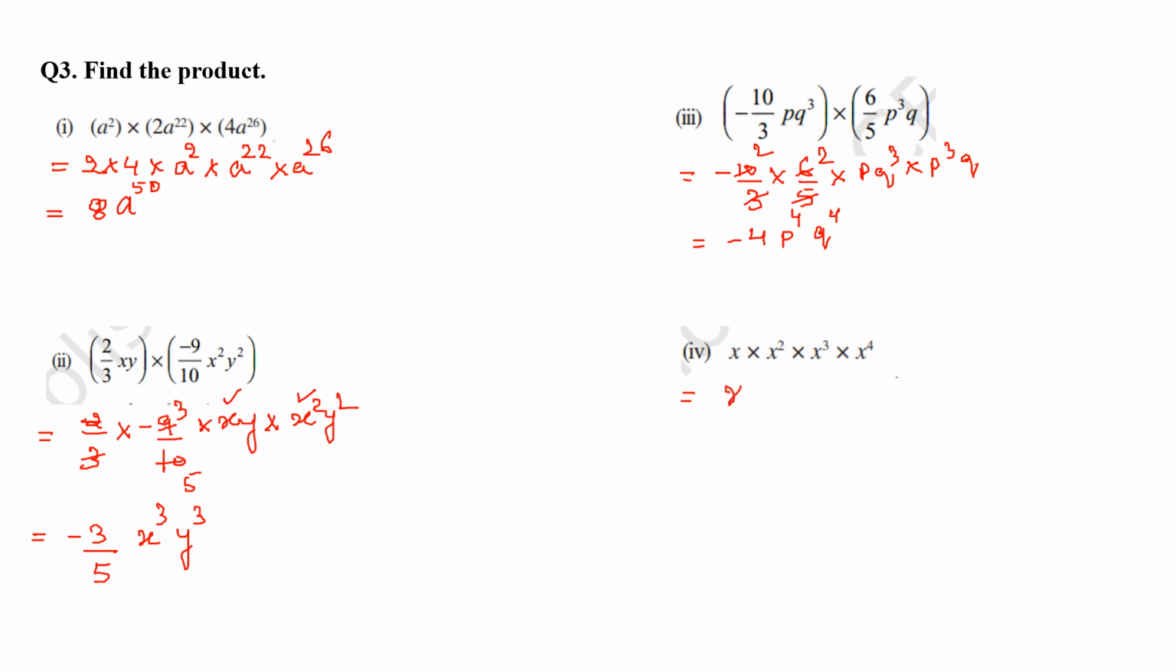So add the powers. It will be 1 plus 2, 3, 3 plus 3, 6, 6 plus 4, 10. So x to the power 10 will be the final answer.